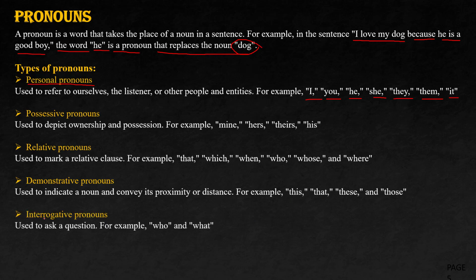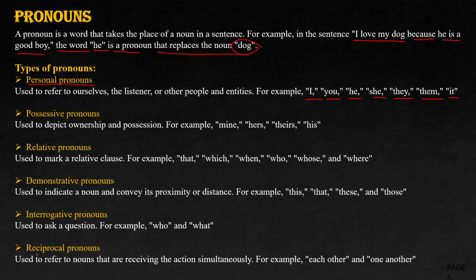When it comes to interrogative pronouns, they are used to ask a question. For example, who, what are the interrogative pronouns. Reciprocal pronouns are used to refer to nouns that are receiving the action simultaneously. For example, each other and one another. Now we'll see some examples.